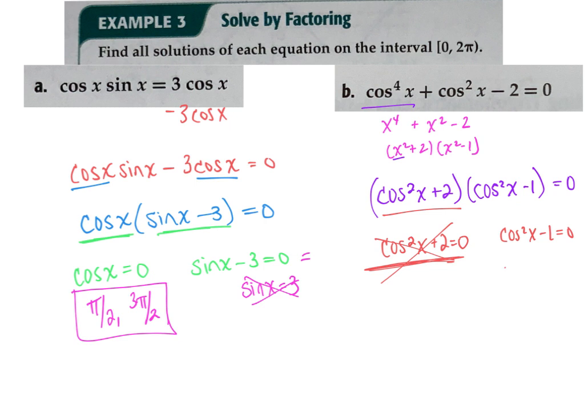So if I add 1, I get cosine squared of x equals 1, so that means the cosine of x equals positive and negative 1. There are two places on the unit circle where that happens. Cosine is 1 at 0, and it is negative 1 at pi. So my x is going to equal 0 and pi here.